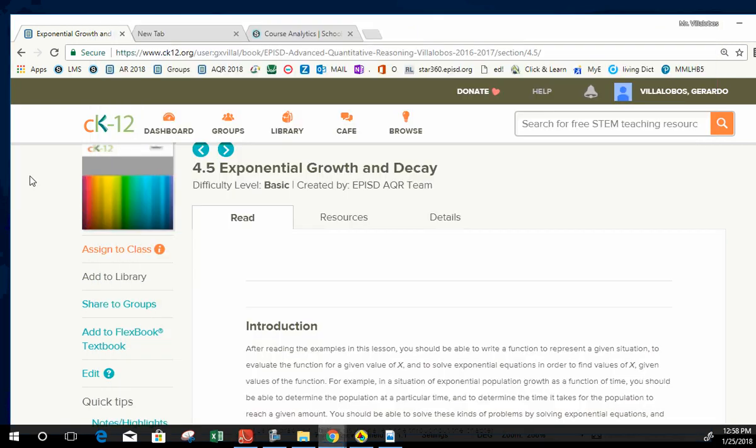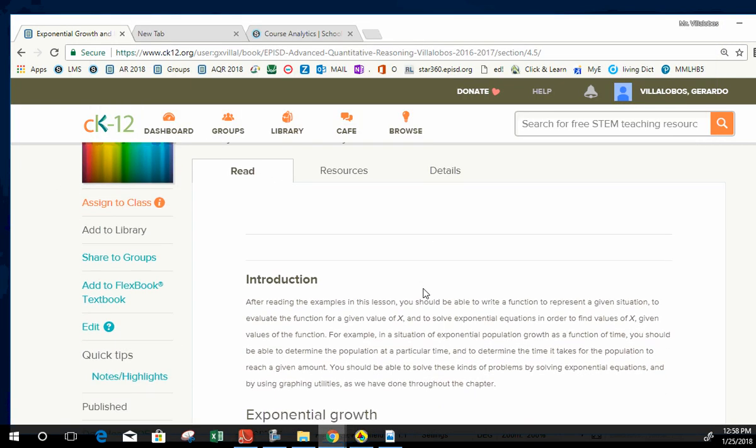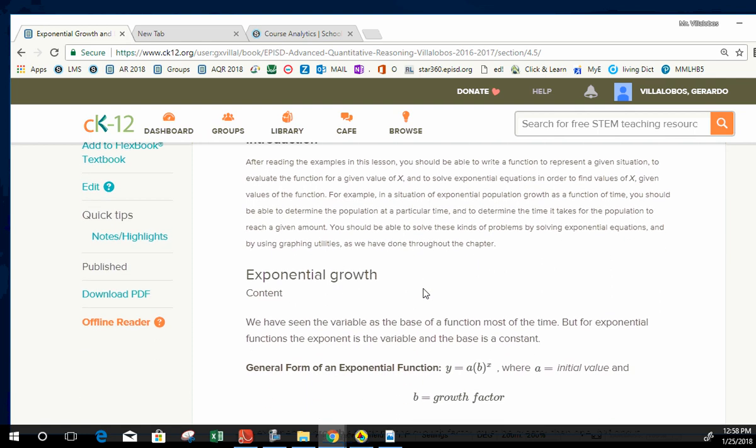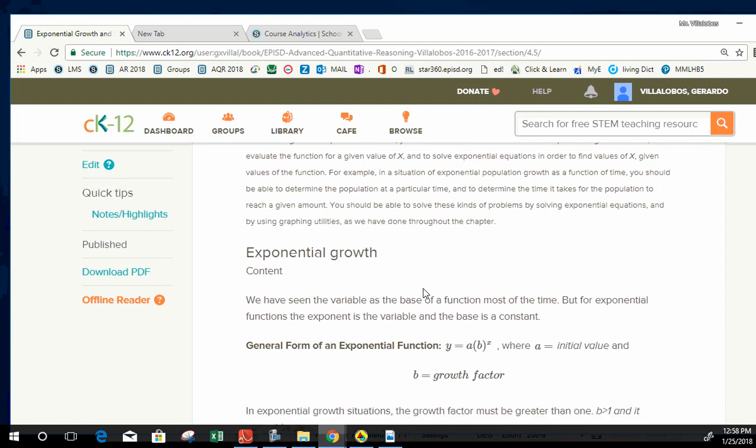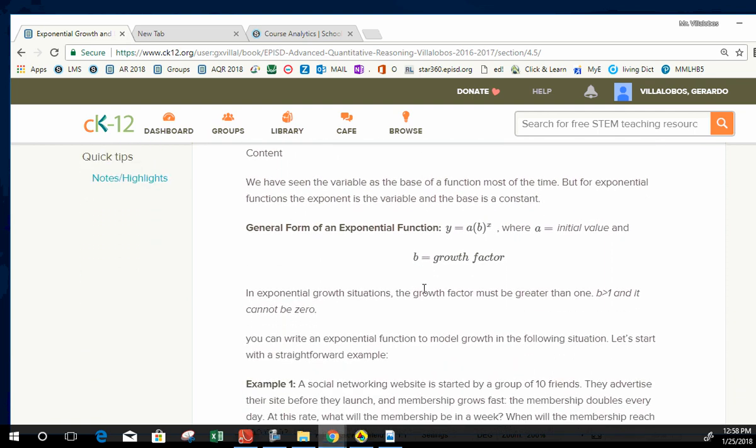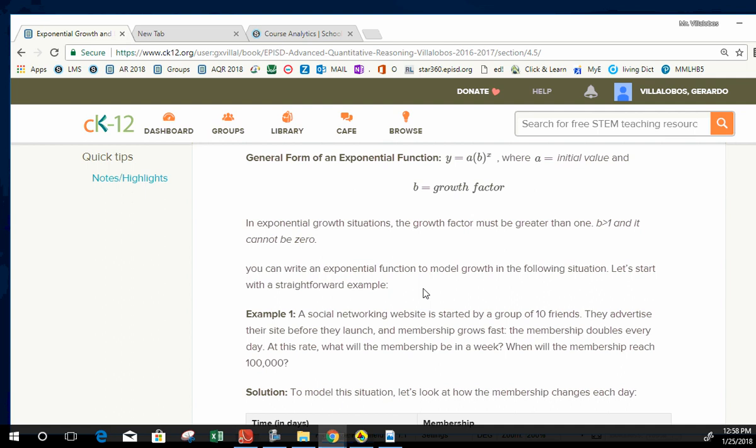And this time, after we finish this relationship, we're able to write a function to represent a given situation, evaluate the function for given x, and solve the exponential equation in order to find values of x. Here's the exponential growth. Again, we have the general form y equals a times b to the x, where b is the growth factor, 1 plus or minus a rate, and a is the initial value. So again, this is the form.